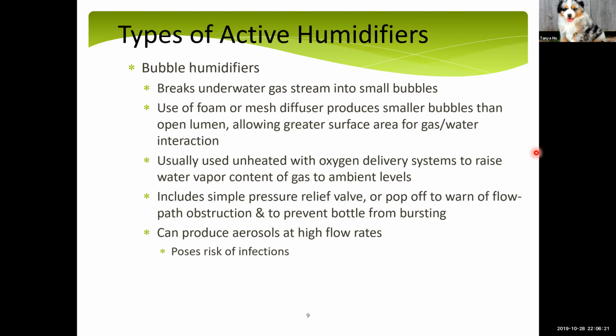There's a little pressure relief valve to pop off or warn of flow obstruction to prevent the bottle from basically blowing up. Let's say, for example, the nasal cannula becomes kinked and now all the gas isn't able to flow through the nasal cannula. It builds up a lot of back pressure. And so as a safety mechanism, the bubble humidifier has a pop off so that it essentially won't blow up. And it sounds like a little whistle. And so we can practice that in lab and you can hear the little whistle.